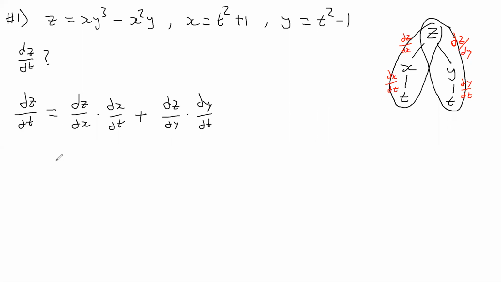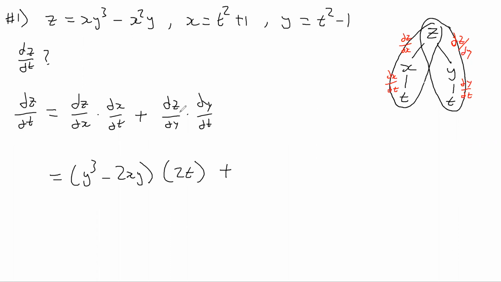If we actually solve for dz over dt, we have dz over dx, which is the partial derivative of z in terms of x. That's going to be y cubed minus 2xy for dz over dx. Then dx over dt is going to be 2t.